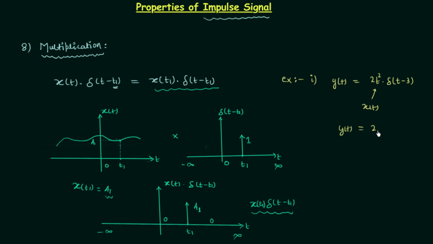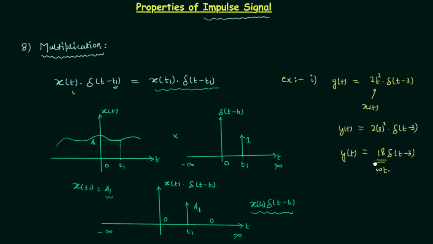In place of t we will write 3, so we have 2 times 3 square multiplied to delta(t minus 3), and we have this result by following the multiplication property. t1 in this case is equal to 3, and this t we have to replace by t1, so we have replaced this t by 3, so we have 18 delta(t minus 3). So after multiplying we have this signal. The signal is impulse signal with weight equal to 18.